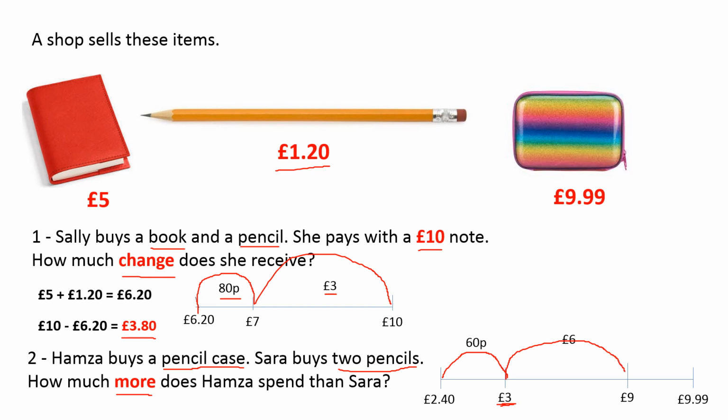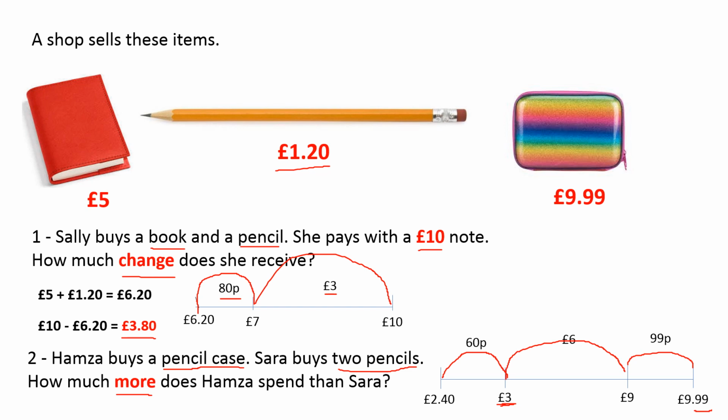And now we only have the 99 pence left. So £9 plus 99 pence is £9.99. So now we have 60 pence, £6.99. Now we have these 3 amounts. How would you add it to make it easier for you?